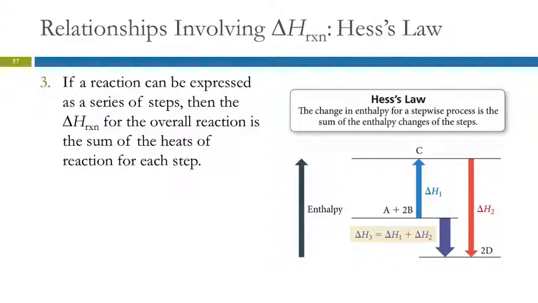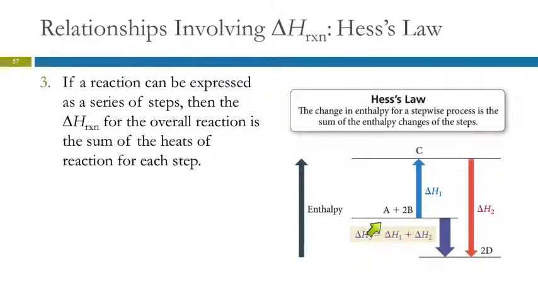If we can express a reaction as a series of steps, then the delta H for the overall reaction is the sum of the heats of reaction for each step. And this works because delta H is a state function. It only depends on where you're starting and where you're ending up. It doesn't matter how you got there. This is known as Hess's law.